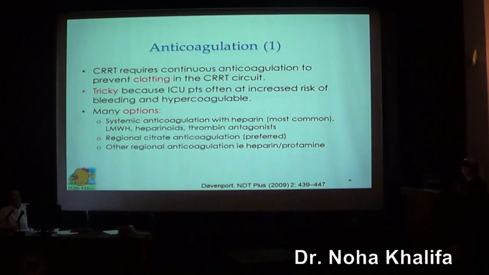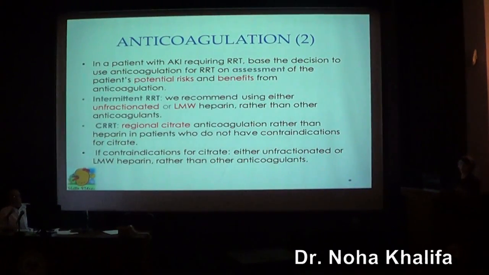How do we do it? We have the options. We have either systemic anticoagulation with heparin or low molecular weight heparinoids or thrombin antagonists, or regional citrate, and we're going to talk about that, or other regional anticoagulation like heparin-protamine. How do you choose your anticoagulation? It depends on the potential risks to the patient and the benefits that you're going to gain from this anticoagulation. So for example, for intermittent, the usual dialysis that we all perform, usually we use unfractionated heparin or low molecular weight heparin. For the continuous, it's much better to use regional citrate anticoagulation, but in patients that don't have contraindications for citrate. If you have a contraindication for citrate, then you're going to have to use heparin.